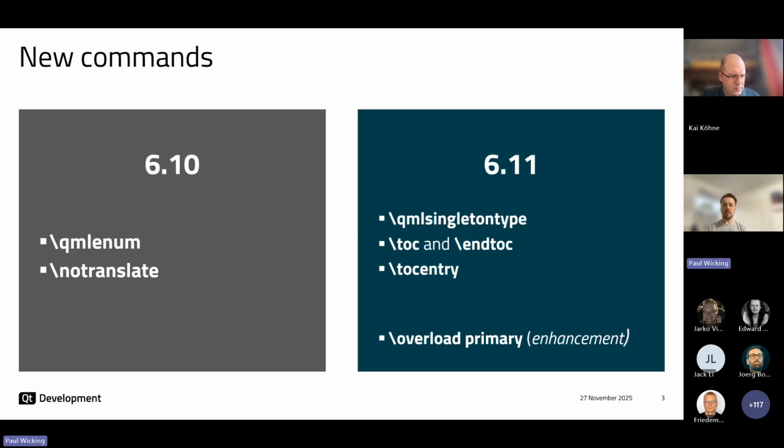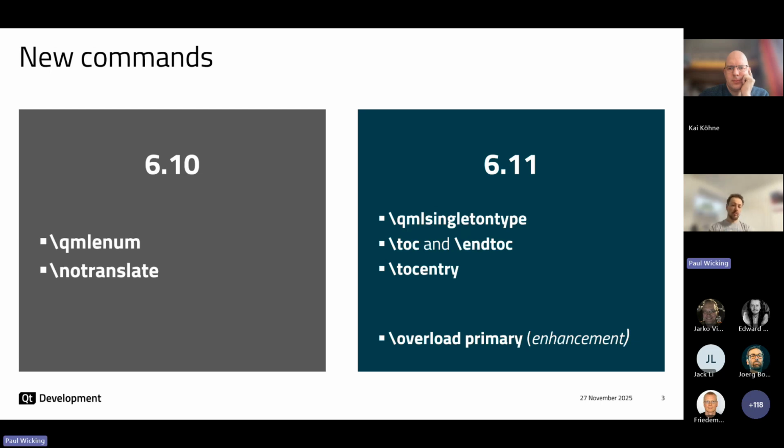I'd like to highlight QML enum because it completes the work that I showed you last year with QML enumerators from. Command lets you generate QML enum documentation from C++ definitions. Now, QML enum handles QML native enumerations with full linking support by type and enumerator name. For 6.11, QML singleton type provides explicit singleton marking when needed. However, you should also know that QDoc now recognizes pragma singleton and the QML singleton macros. So this is mainly for edge cases.